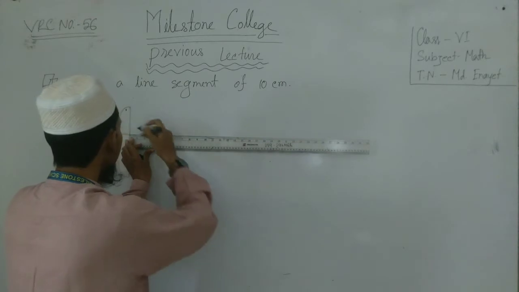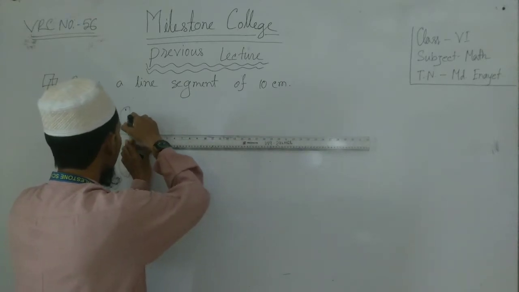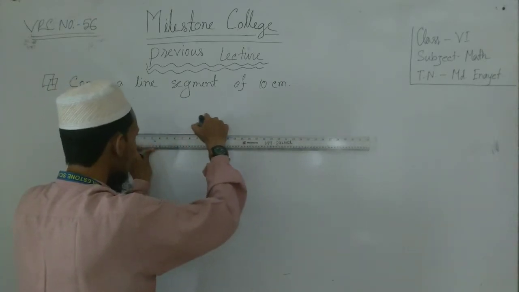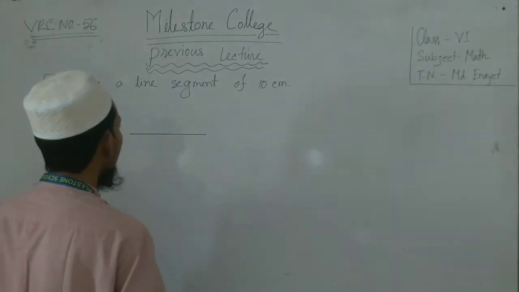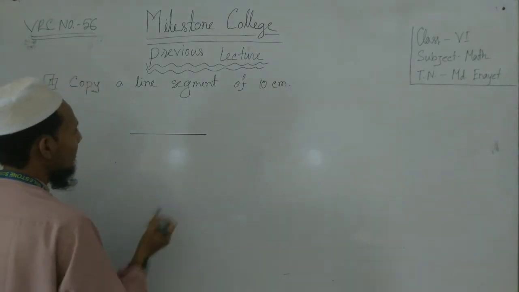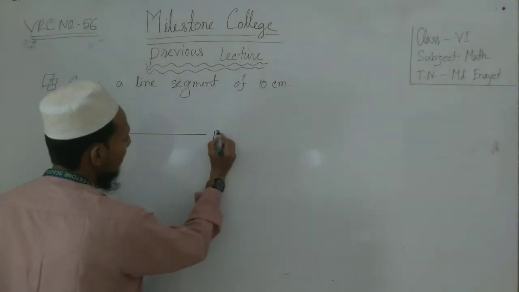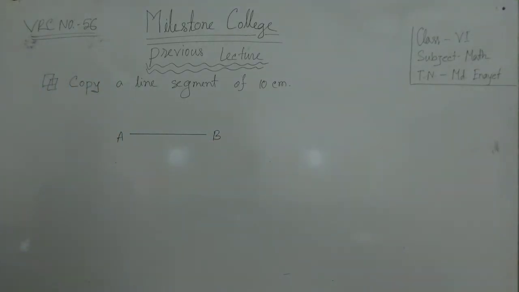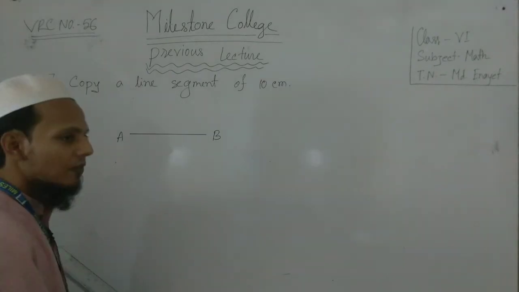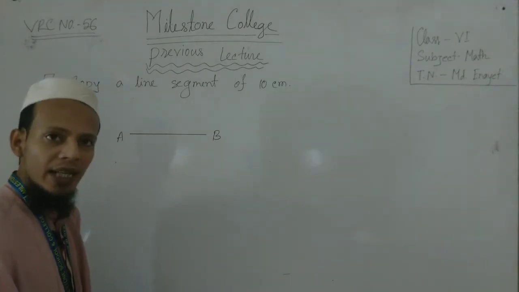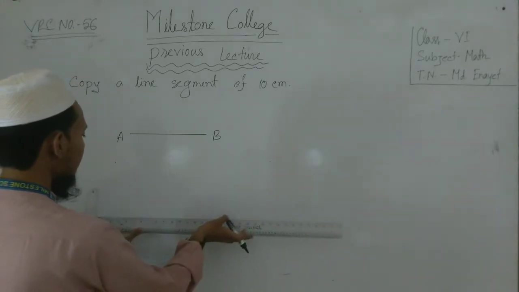So my dear students, at first I will draw the line segment with the measurement 10 centimeter. So this is the line segment AB of 10 centimeter. Now we have to copy it. At first we will take any ray PQ. So such as PQ.